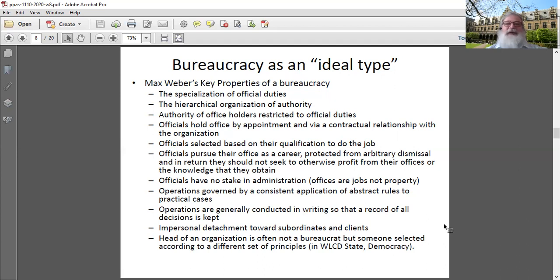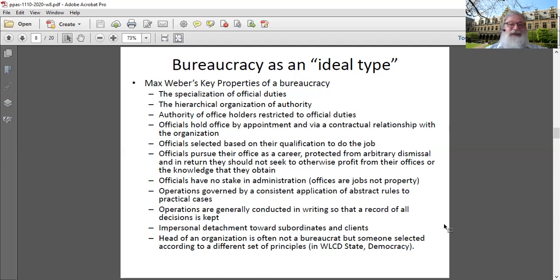They don't have the authority to stop someone in an airport and arrest them for having an invalid passport because their official duties are restricted to whether someone gets one or not, not enforcing border security. Officials hold office by appointment and via contractual relationship with the organization. In a bureaucracy, the reason you hold office is because you're hired to do it. It's a job.